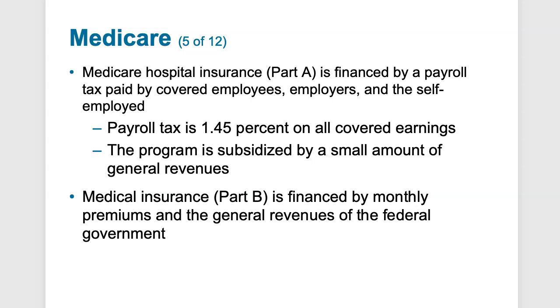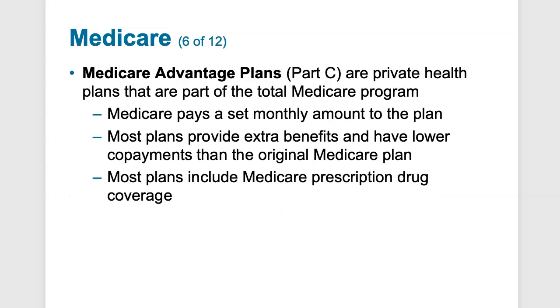So that's how Medicare gets very confusing that way. So if we look at Part C, these are private health plans that are part of the total Medicare program. So what we have here is similar to what insurance you may get at work. So these are going to be private health care types of plans. They're going to be connected to Medicare through Part C.